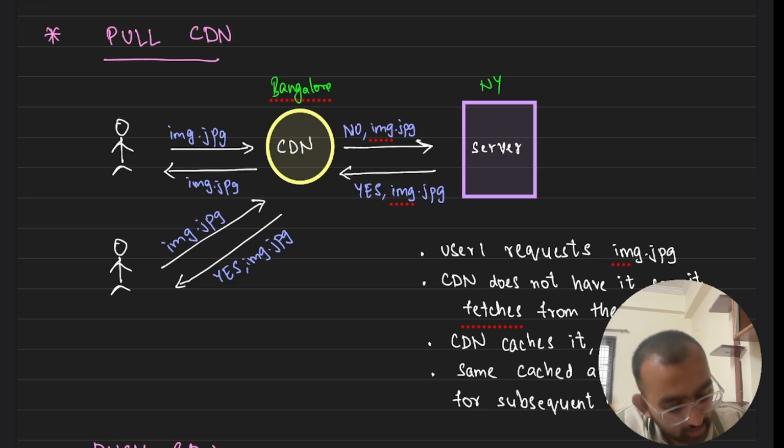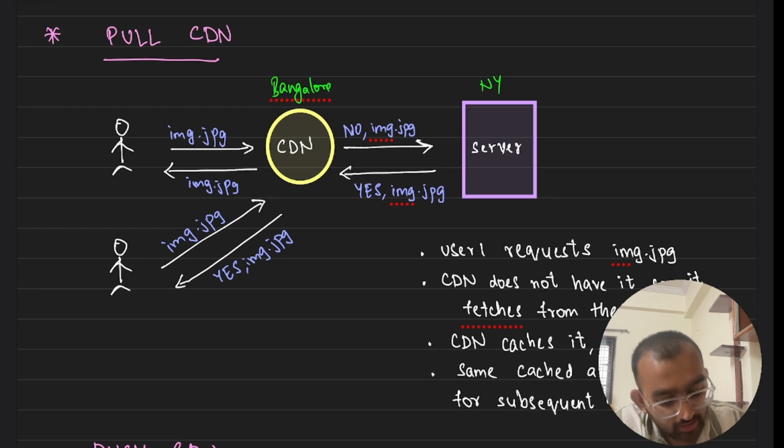The CDN asks the server, does it have the image? Then the server responds, yes, I have the image, and then the CDN gives back the image to the user. And say your friend requests the same image now, and this time it hits the CDN again.